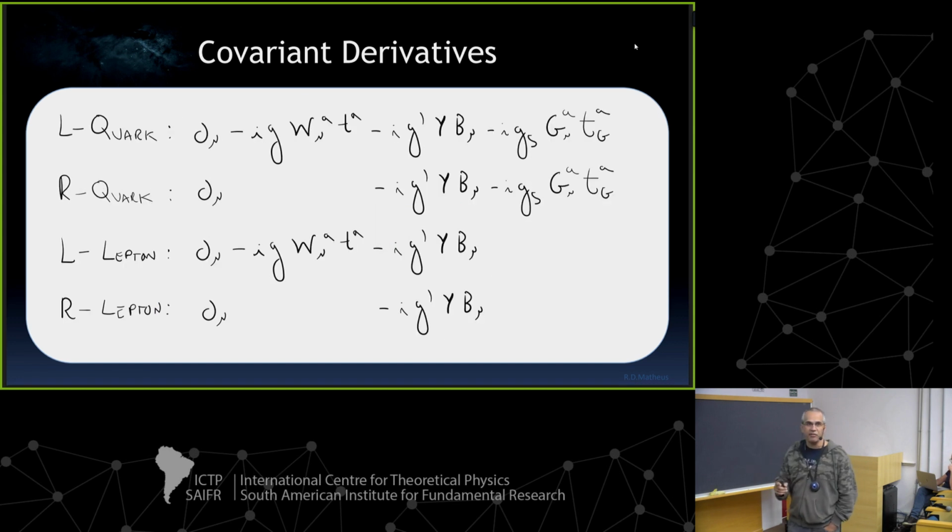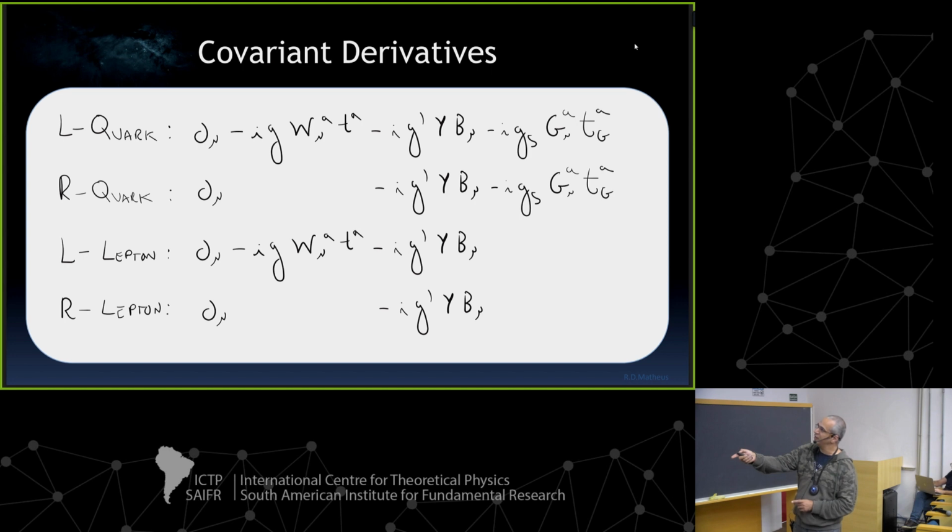So these are the covariant derivatives for the fermions. I have essentially 4 types of fermions in my theory: left-handed quarks, right-handed quarks, left-handed leptons, and right-handed leptons. The covariant derivative looks different because they have different group transformations. The most complicated one is the left-handed quark. It transforms under SU2, under U1, and under SU3 color, and these are the 3 parts that you see here. This is the gluon.